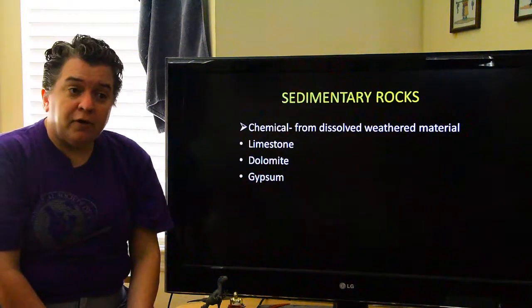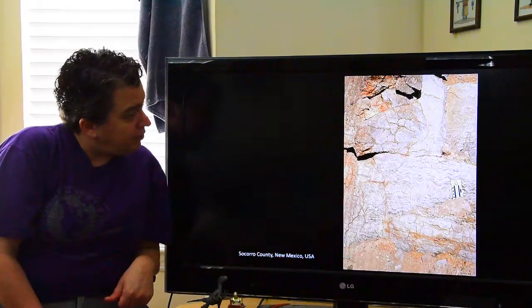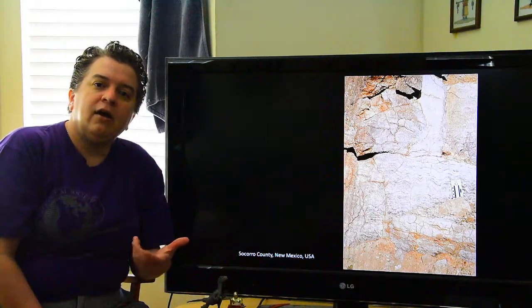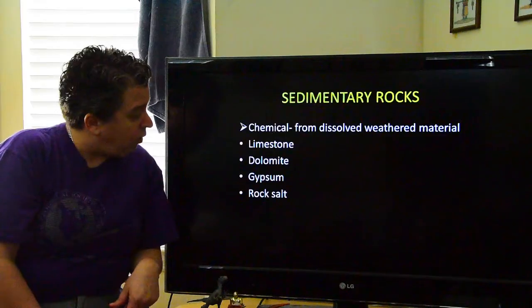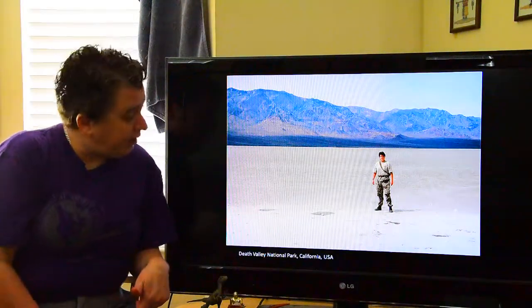Other sedimentary rocks include things like dolomite and gypsum. This is what gypsum often looks like. That is an evaporite. So that formed from the evaporation of water. You also have rock salt, which is halite.